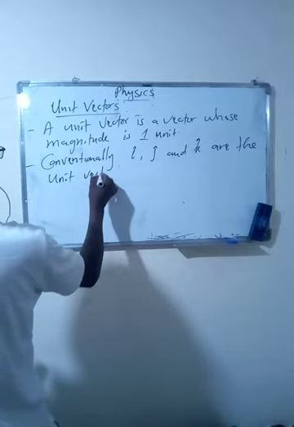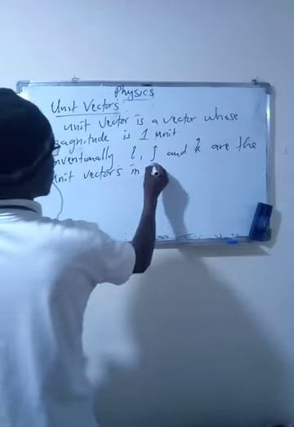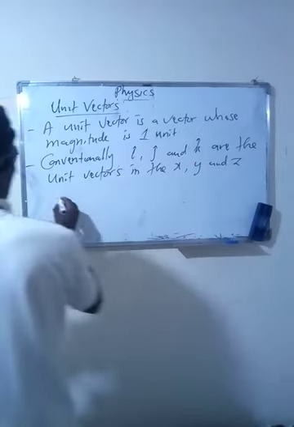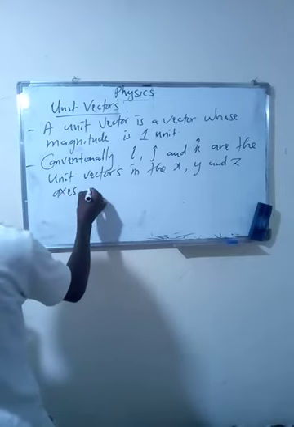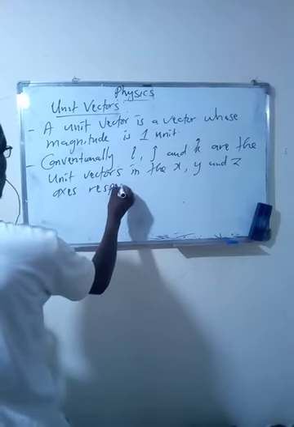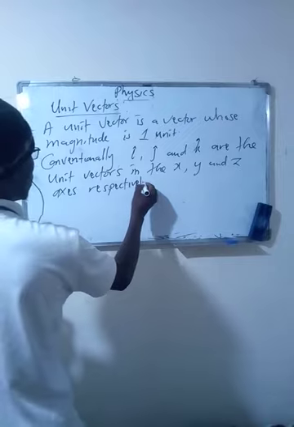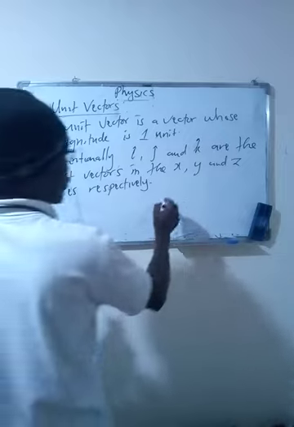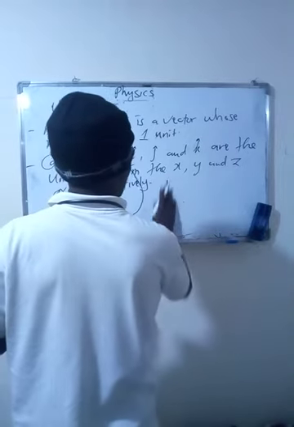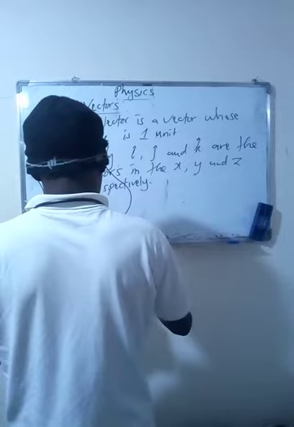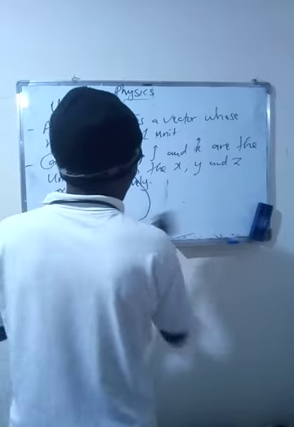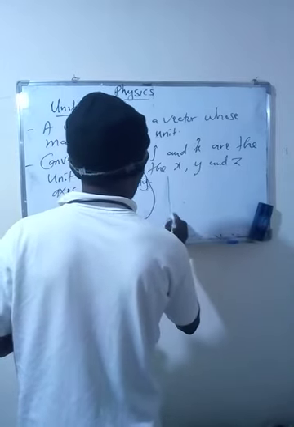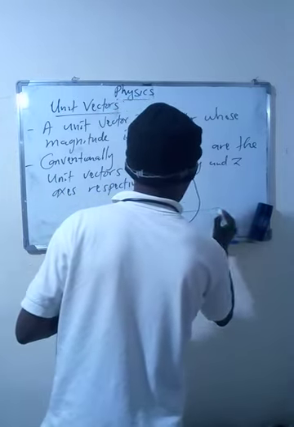Now, what we are saying is that if we have three axes, let me use green. Let's say we have the Z axis, the Y axis, and the X axis. These are at 90 degrees to each other. So this is the Y axis, the Z axis, and the X axis, right?